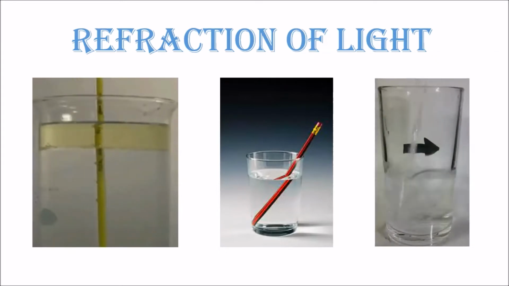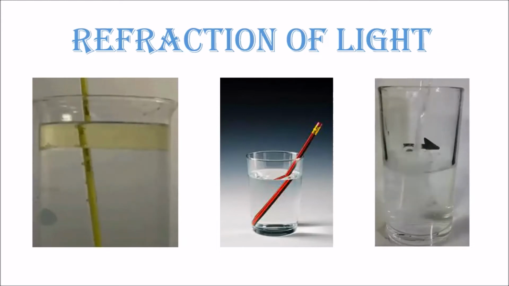When light passes from one medium into another medium, it experiences a change in its speed and it bends. The bending of light because of the change of medium is called refraction of light.